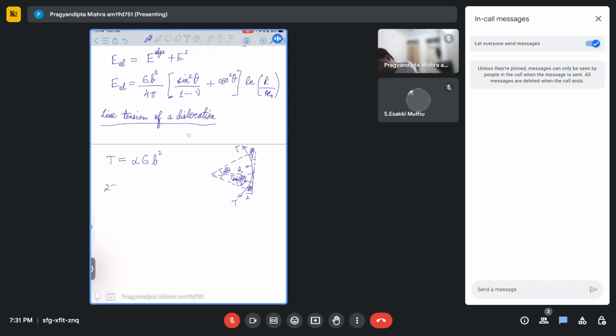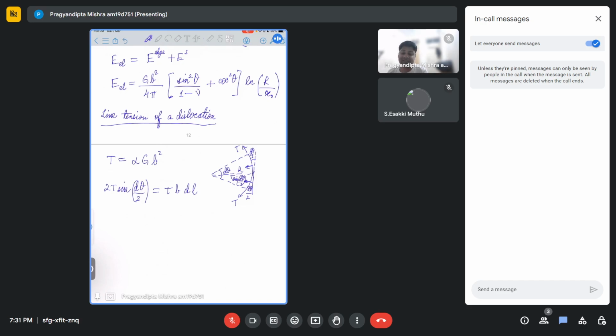So I can rewrite it as 2T sine d theta by 2. Now what is this equal to? This thing that I have created here, T sine d theta by 2, what is this equal to? This is equal to the shear stress that is associated with this particular dislocation that is causing that bowing, right? So that will be tau times B dl. How am I getting this?